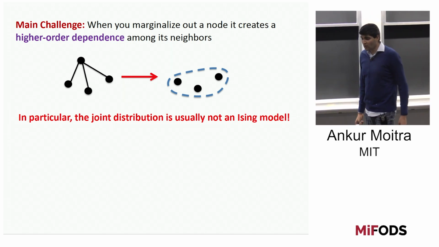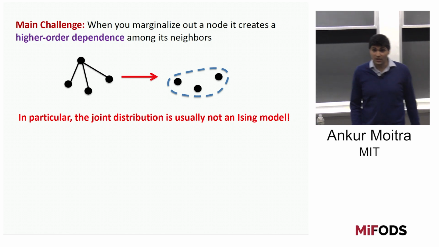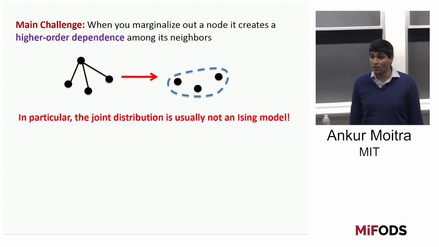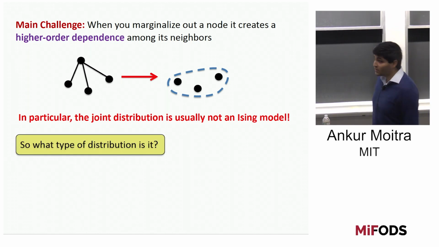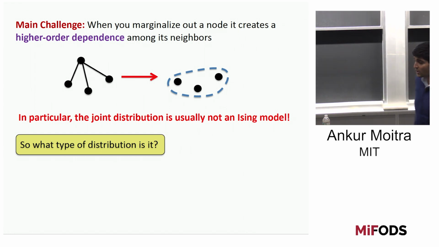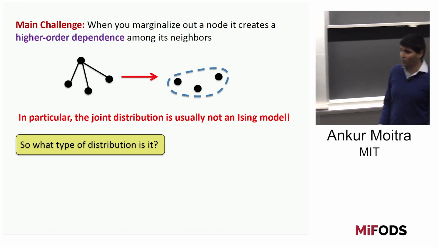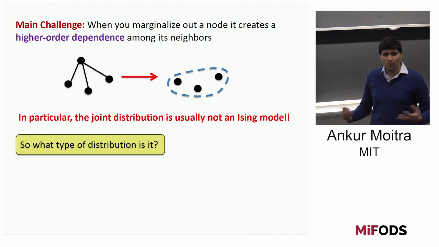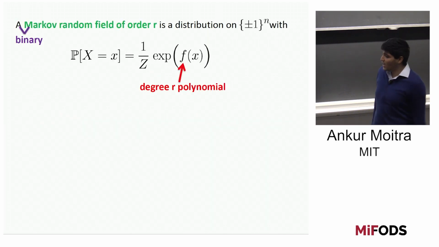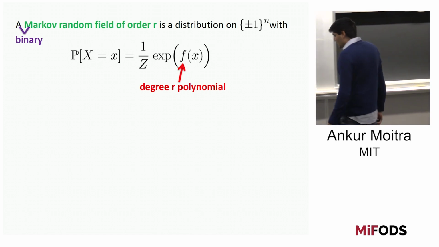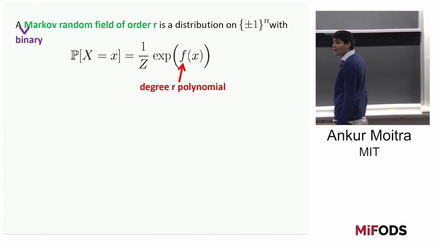So in particular, you don't usually get Ising models, even if you started with one and you project out a single variable. So that makes things pretty hard. So maybe the first question I should answer is, all right, if we create more sophisticated distributions by marginalizing out, what kind of distributions do we create? And actually, the answer to this is something that I introduced informally, which is the notion of a Markov random field.